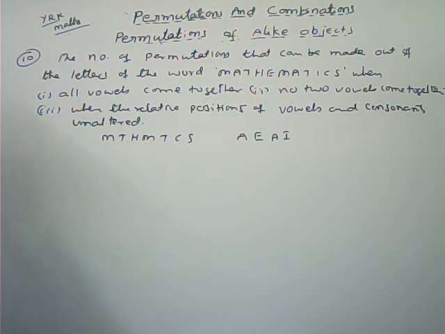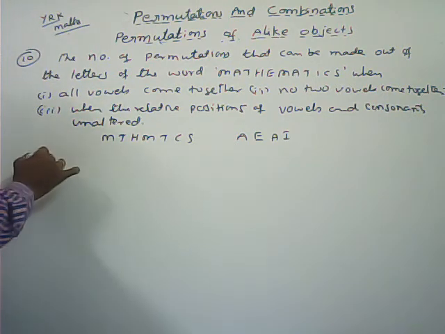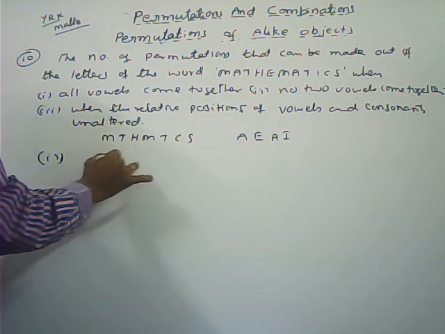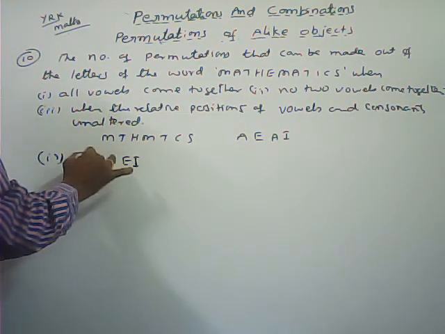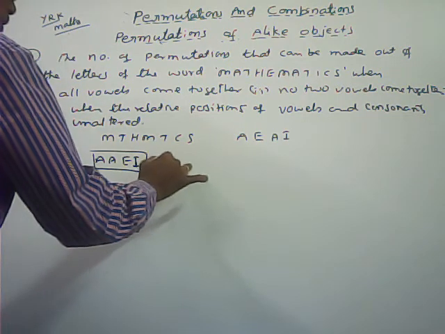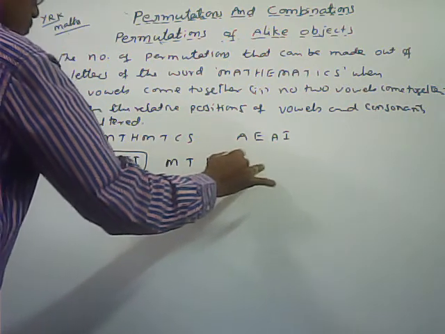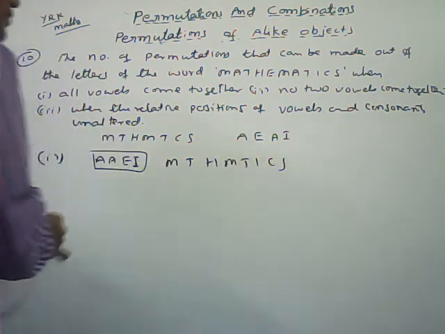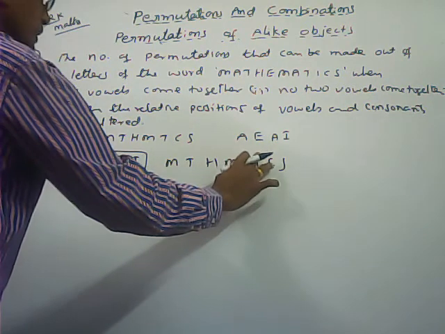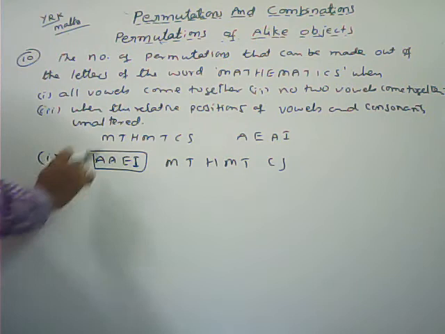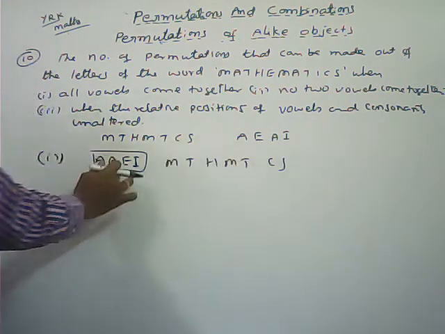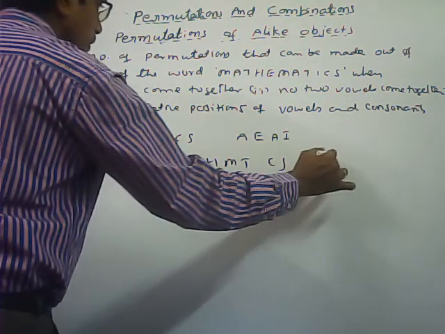Now, first one, all vowels come together. Here, first bit, all vowels. These are the vowels: A, E, I. All vowels come together means this one we can consider one letter. Remaining M, T, H, M, T, C, S. So 1, 2, 3, 4, 5, 6, 7. 7 plus 1, total 8 are there.